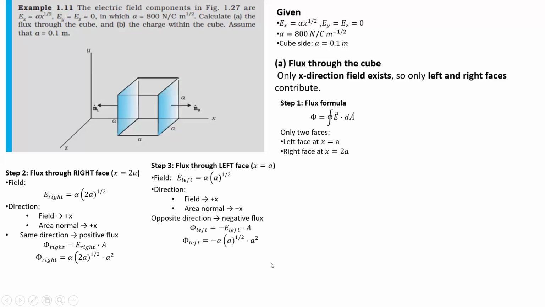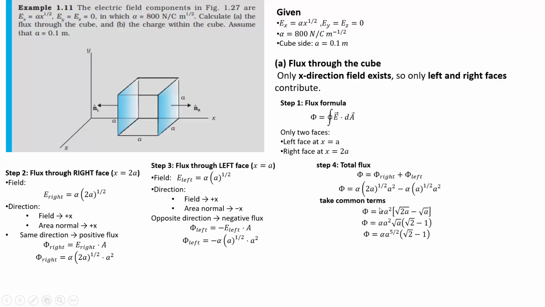Now we have to get the total flux. Flux is a scalar quantity, right? So you just have to add these two fluxes. Total flux equals flux due to the right plus flux due to the left. Due to the right, we got alpha into 2a to the power half into a square, plus minus alpha a to the power half into a square. Now we have to simplify. Alpha a square is constant. We take out root 2a minus root a. Root a also you can take out, giving root 2 minus 1.